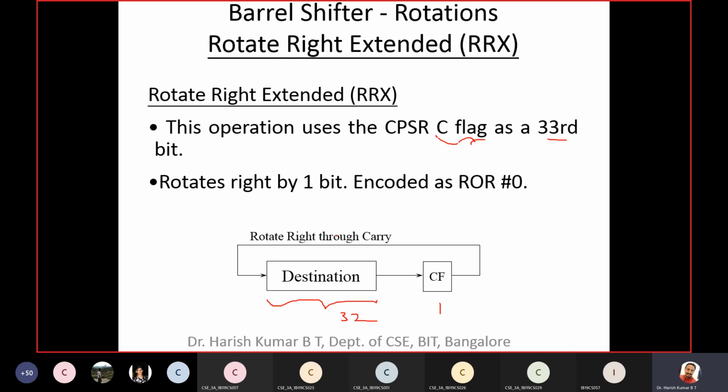Now when I say rotate right through carry, what happens? The bit at the LSB position of the register goes to the carry flag, and the bit which is in the carry flag is shifted back in. So in total we are doing a 33-bit shift. The maximum number of shifts that you can do here is 33, including the carry flag.